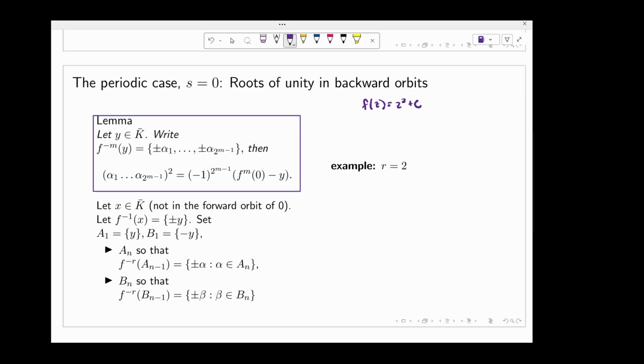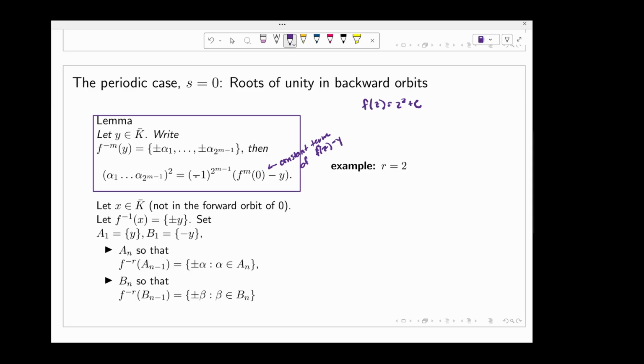So now if I take half of the roots, where their minus would complete the whole set of roots, and I square that, I'm getting basically a product of all of the roots, up to possibly a minus sign if I'm only taking the first preimage. And when I look at that product, I get something that looks like plus or minus the constant term of f to the m of z minus y. So hopefully that's believable.